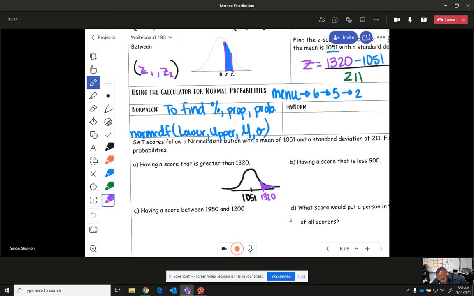Now, the first thing I actually should have done was define the parameters. So X follows a normal distribution with a mean of 1051 and standard deviation of 211. Define your parameters. And now once I have this picture drawn, all I need is a probability statement. So I'm going to say the probability that X is greater than or equal to 1320.